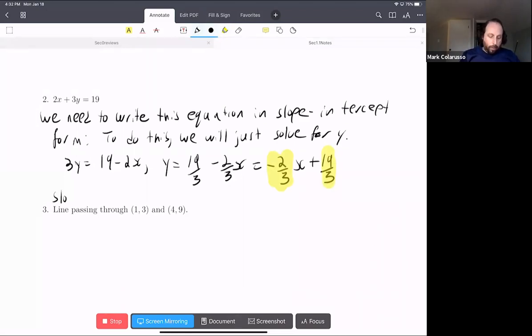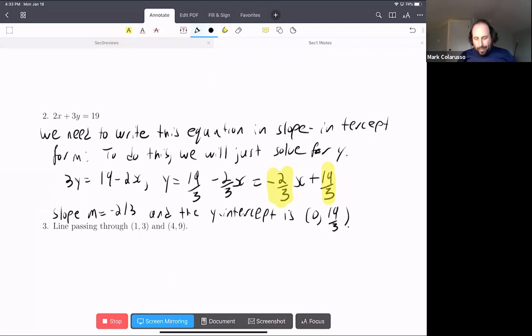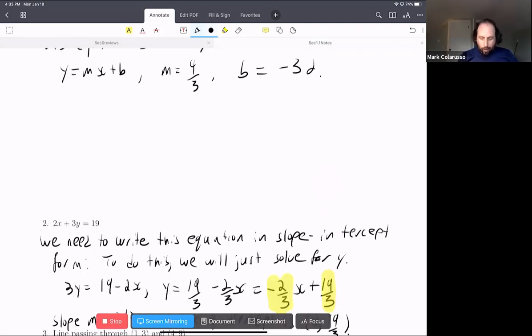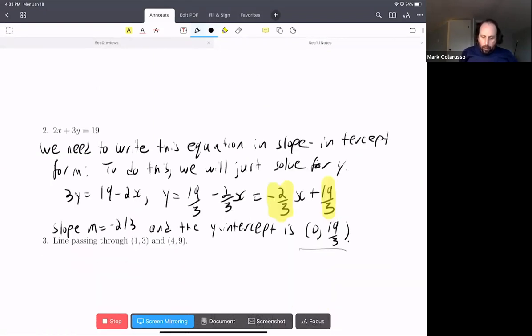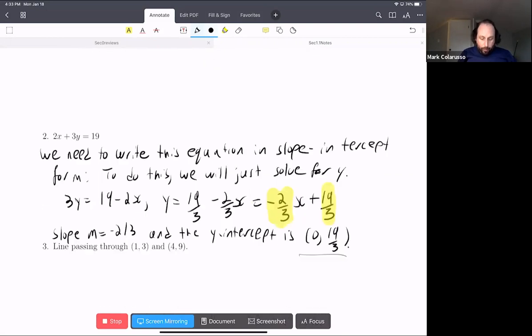So the slope, m, is minus 2/3, and the y-intercept is (0, 19/3). So I think, to be completely formal, I should write the y-intercept as a pair. I think the homework wants you to do that. Sometimes I get lazy because the only thing that matters is the y value, but I should probably stick with writing it as an ordered pair because I think that's what the online homework wants you to do.